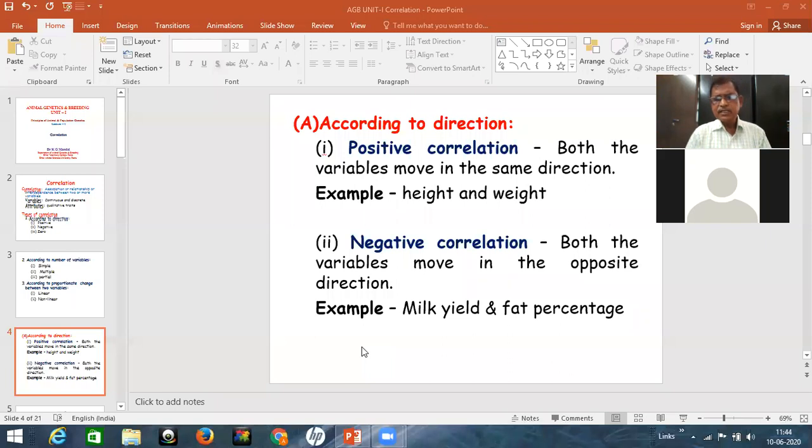Say, for example, milk yield and the fat percentage. If the milk yield is increasing, then definitely fat percentage will decrease. Or you can say if we select the animals for higher fat percentage, definitely the milk production will also go down simultaneously, because these two characters are negatively correlated. That we'll discuss when we talk about the genetic correlation, because genetically these two characters are involved. So this is the negative correlation.